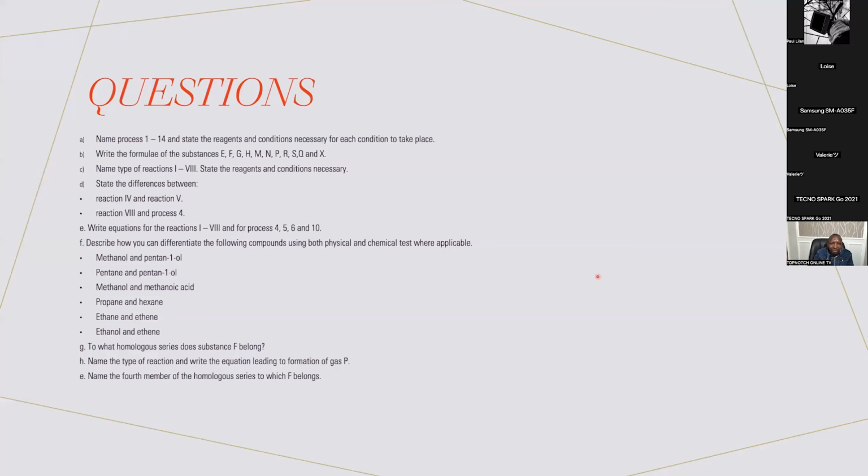I want to answer this question here, question F. What is the work of phosphoric acid? In terms of what? In the conversion of carboxylic acids to alcohols.